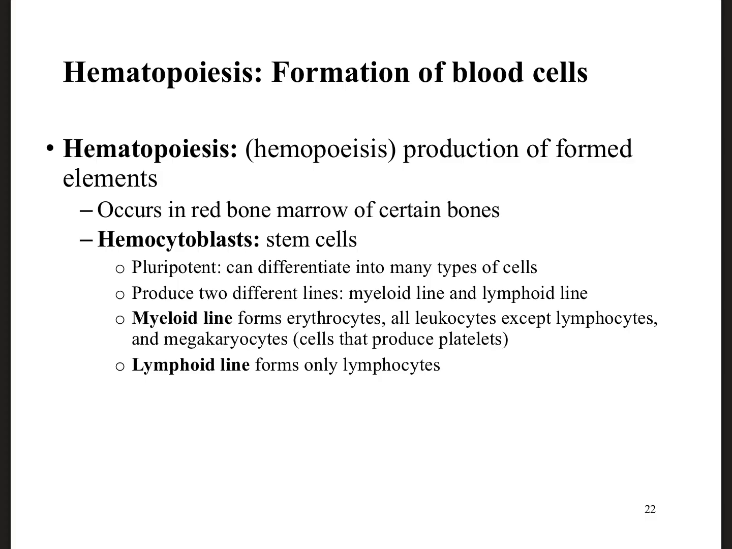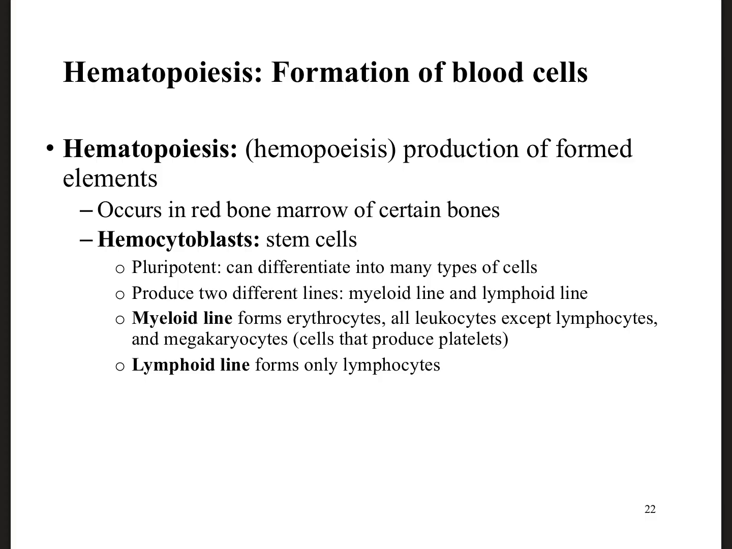You can remember back to last semester. Where are the formed elements produced? In the bone marrow. What type of bone marrow? Red bone marrow. Okay? So the production of blood cells is a process we call hematopoiesis or hemopoiesis. They're both the same thing.